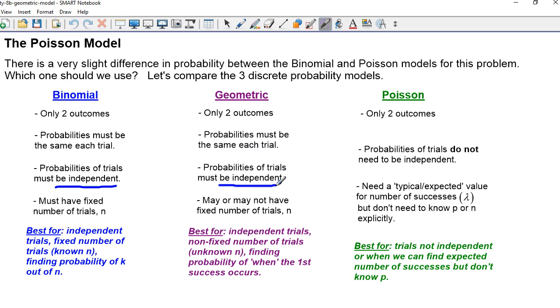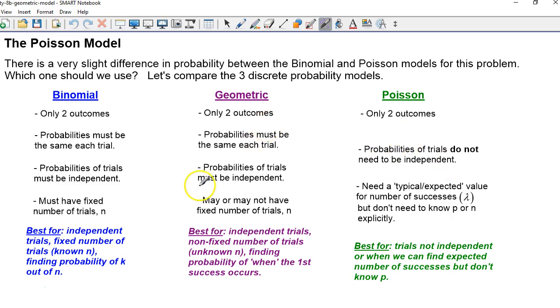If they're not independent, then the probabilities are moving around, right? The Poisson model is more general. Actually, it does not require that the trials be independent of each other, and we'll talk a little bit more about that later. But that would be one reason why we would choose Poisson. If we felt like the probability of one trial is affecting the probability of the other, that would potentially be a justification for using the Poisson model.